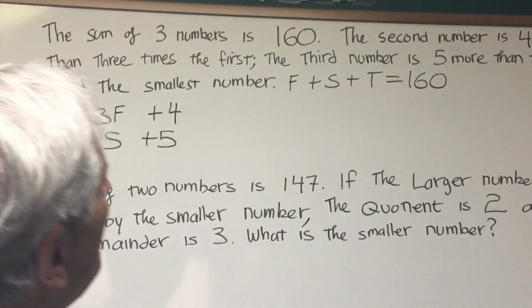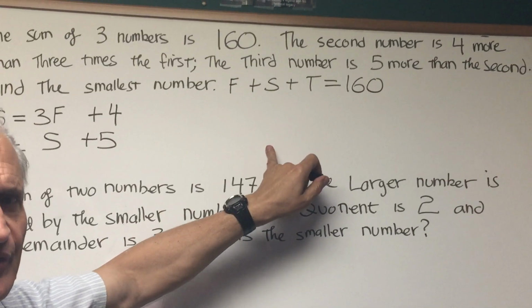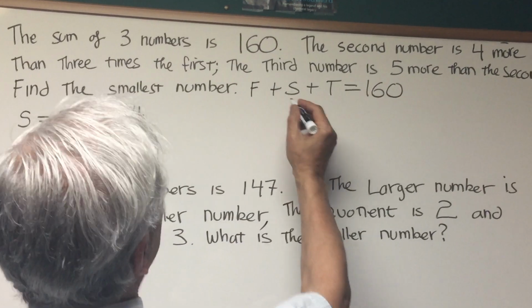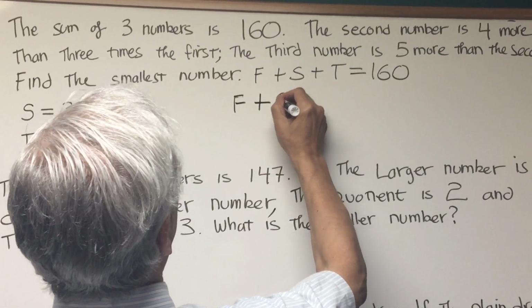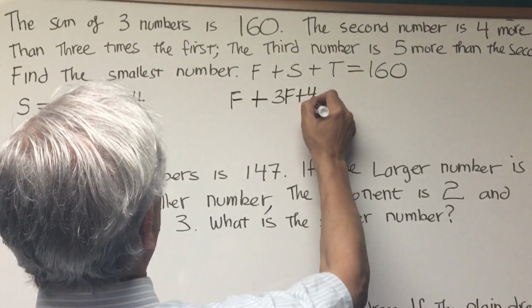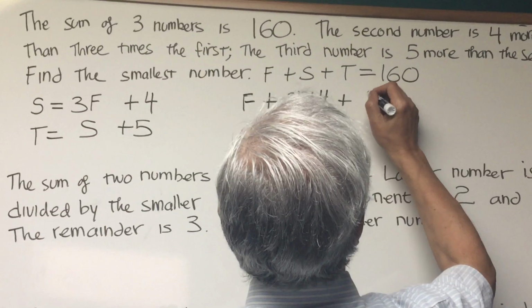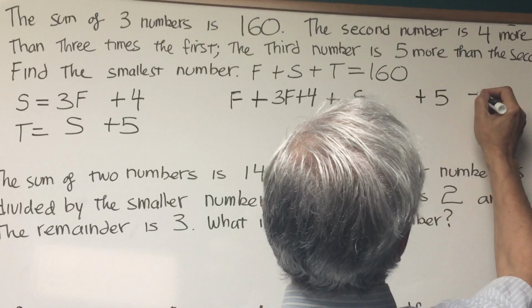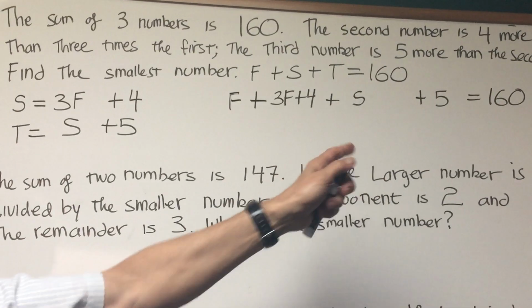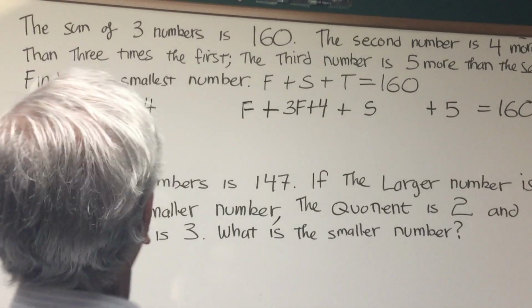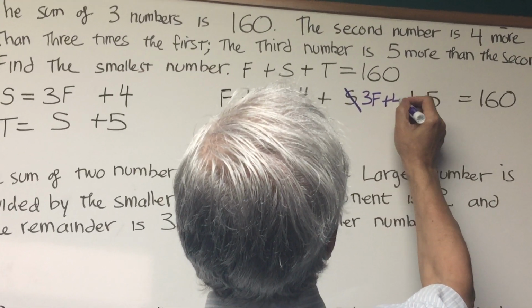Let's begin to solve. How about we proceed to eliminate, we want an equation in only one variable in order to solve this thing. We want to get it down to one variable. So how about we replace s in this initial equation with 3f plus 4. And we can replace t in that first equation with s plus 5, and we know the sum is equal to 160. Now I wrote a space there because instead of writing s, we know that s is 3f plus 4, so I can replace this s with 3f plus 4.